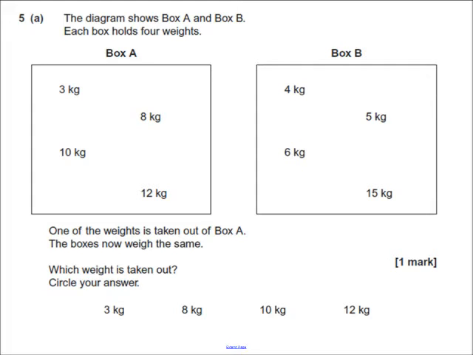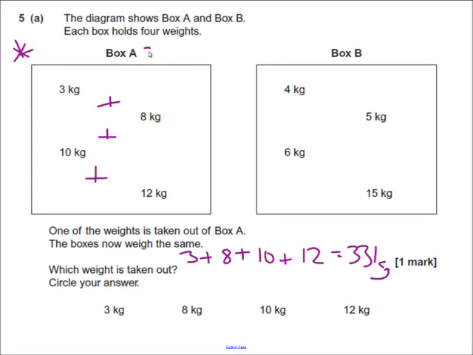Well, before we do this, we should add up all the weights. So you need to add the 3 to the 8 to the 10 to the 12. Do this on a calculator and show the examiner what you're doing. So 3 plus 8 plus 10 plus 12 gives us, using our calculator, 33 kilograms. And that's for box A. So box A has 33 kilograms.